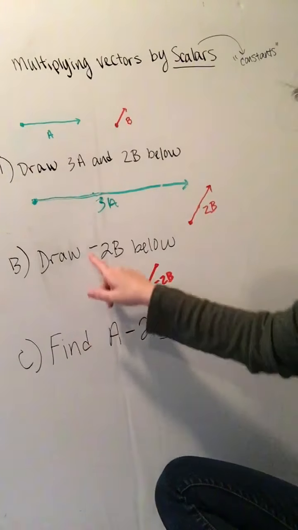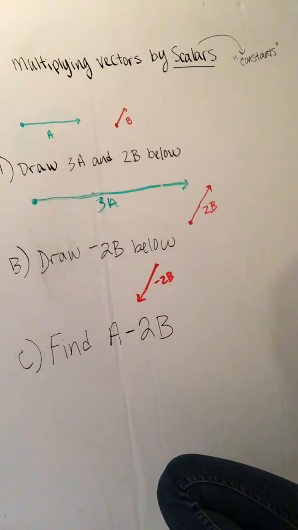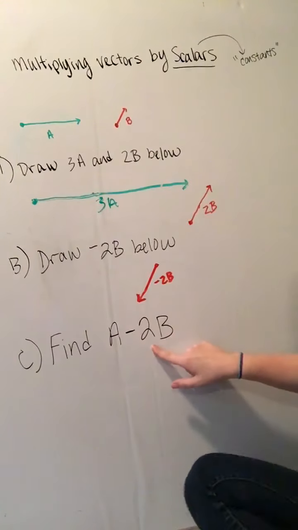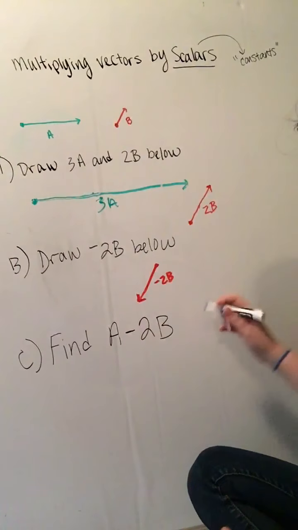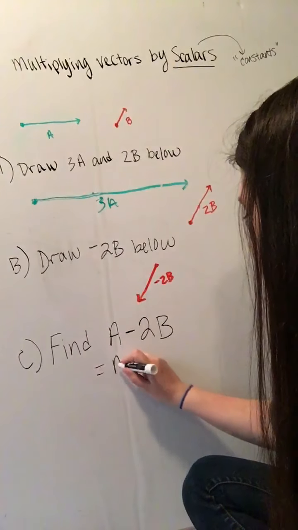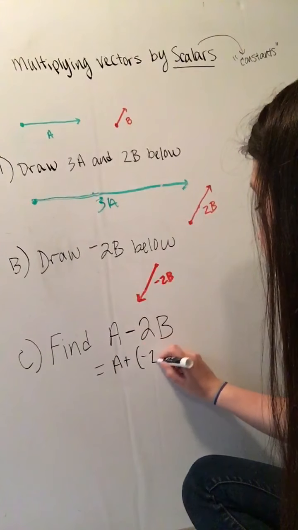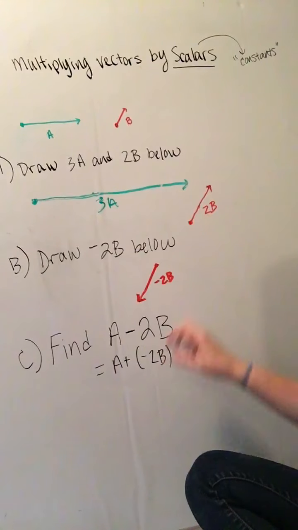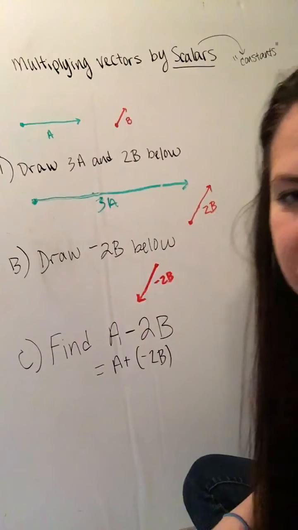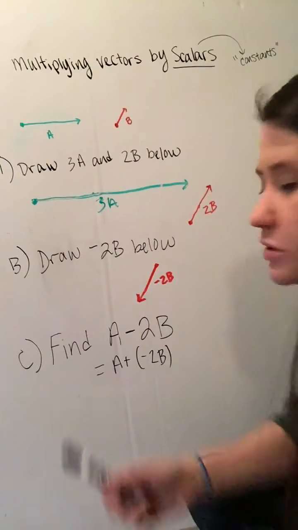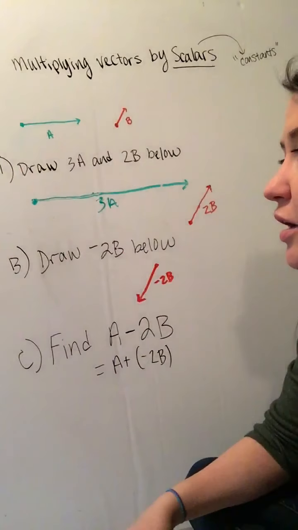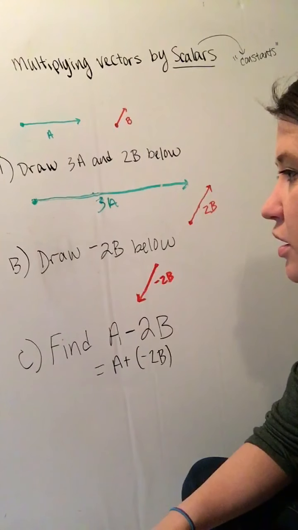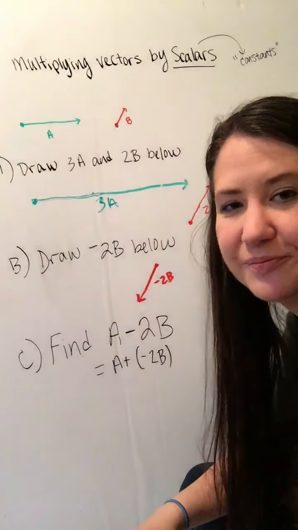Okay, so the fact that we can multiply by a negative number means that we can actually subtract vectors. The reason is that if you look at something like A minus 2B, this is actually the same thing as A plus negative 2B. So we just want to take vector A and add it to the negative 2B vector that we drew. Now you get to choose. We went over 2 methods for this. Let's go ahead and try to do it with the polygon method. How about that?